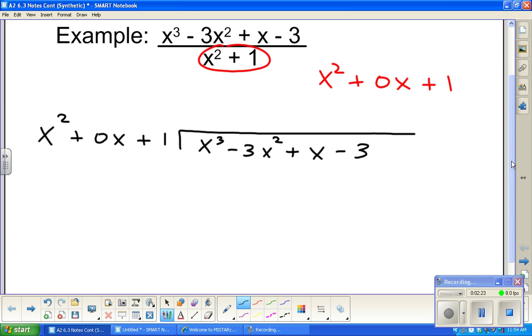So let's do our long division like usual then. It's still the same process. We're going to just look at the first term, x squared going into the first term here. So nothing's changed now. X squared into x to the third, it goes in x times. And then we still multiply the x times everything, and then subtract.